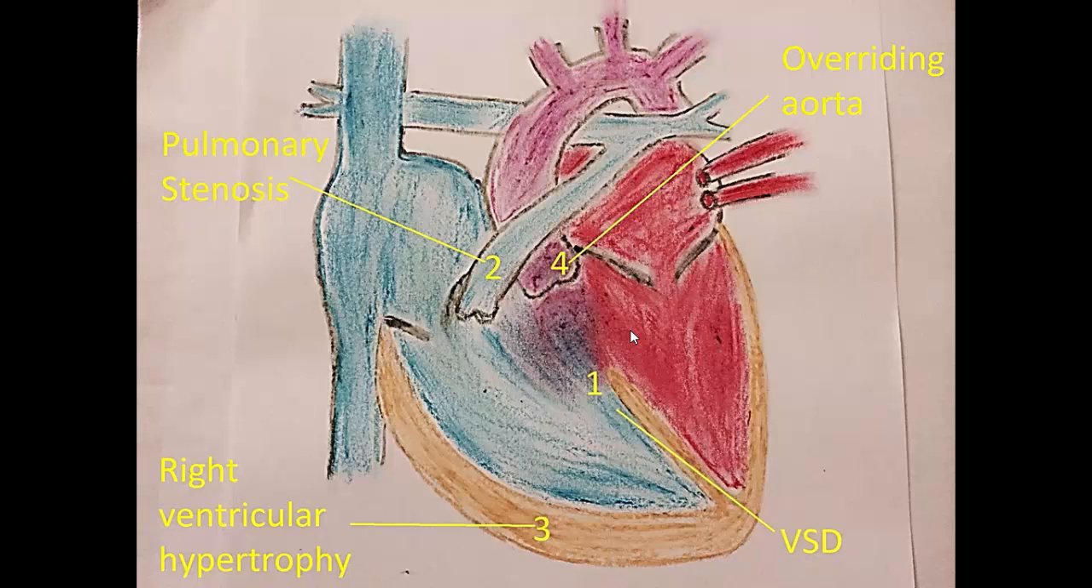Because there is more pressure on the right side of the heart, blood is going to flow from the right ventricle towards the left. The overriding aorta is located between the right and left ventricles, allowing oxygen-poor blood and oxygen-rich blood to flow directly into the aorta.